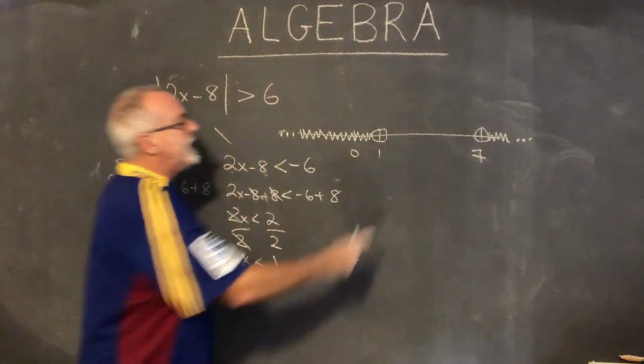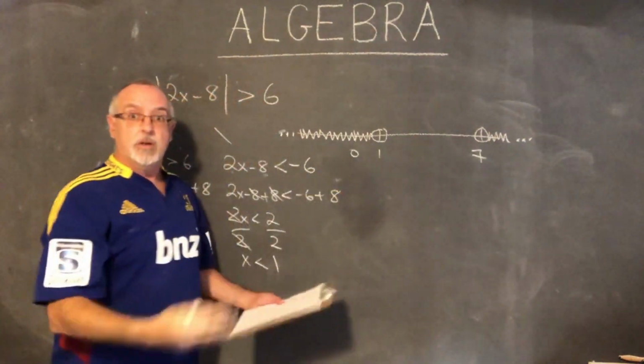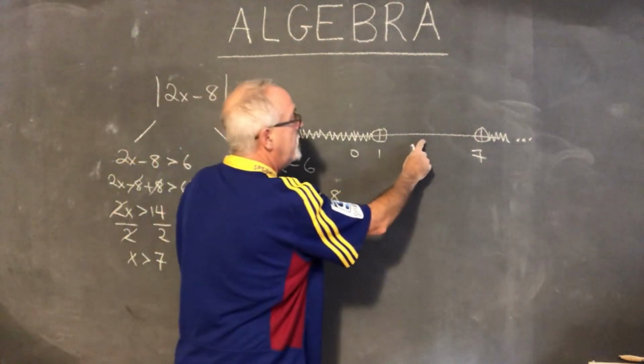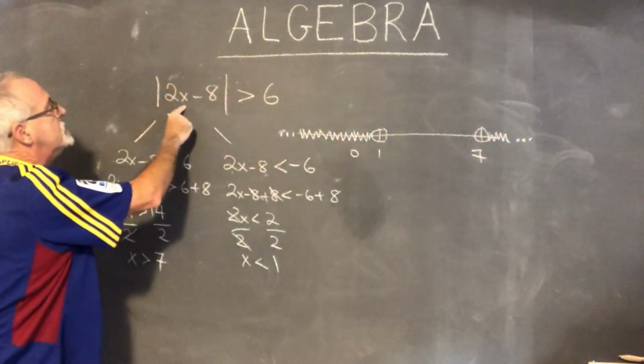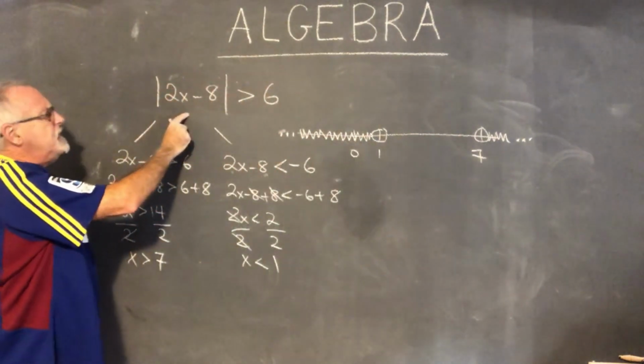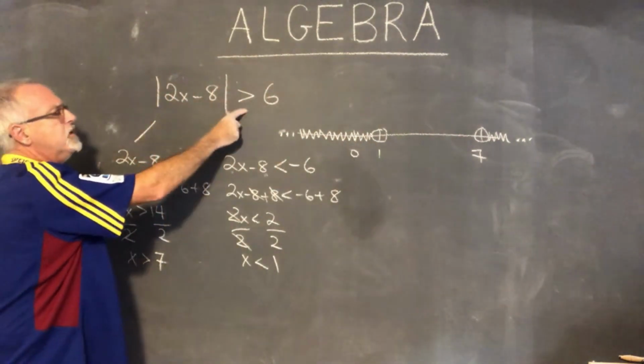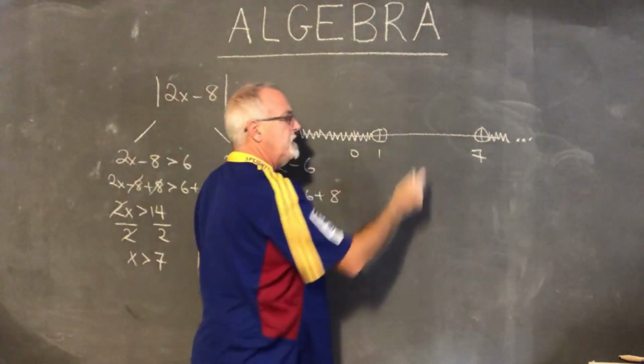It makes sense. How about trying something in the unshaded area that should give an answer that's wrong? How about 3? 2 times 3 is 6. 6 minus 8 is negative 2. The absolute value of negative 2 is 2. 2 is not greater than 6, so I should not be shading it, and I didn't.